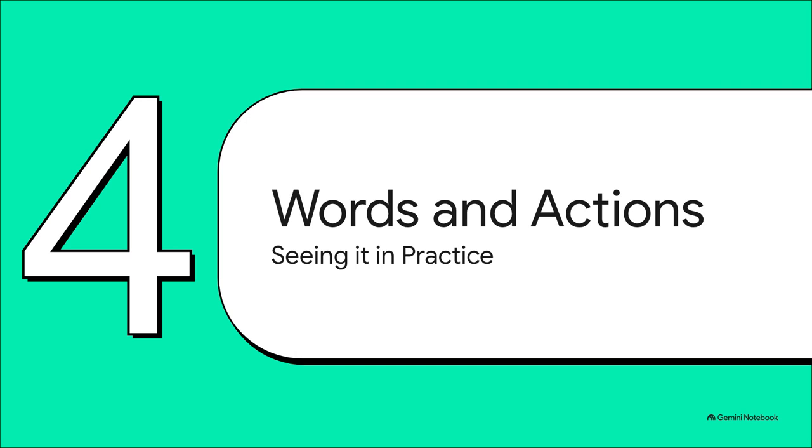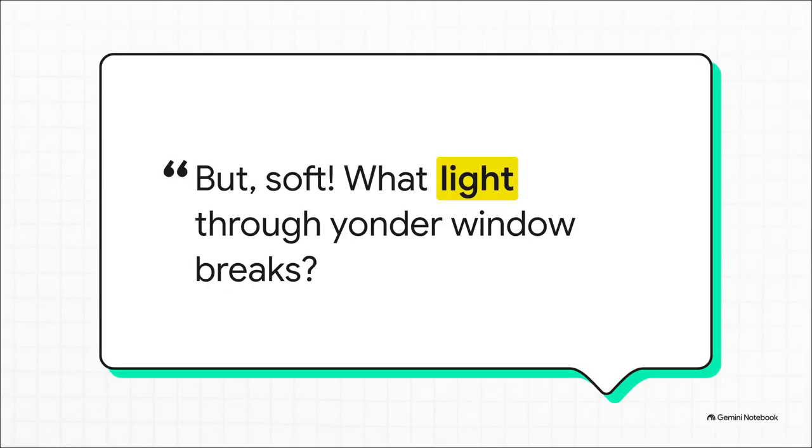Seeing it in practice. Now it's time to actually apply these concepts and see how these two elements interact to reveal what words alone just can't do. We're going to start with one of the most famous pieces of dialogue in history. Romeo stands in the dark orchard and speaks, "But soft, what light through yonder window breaks."